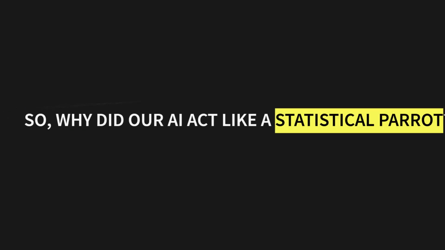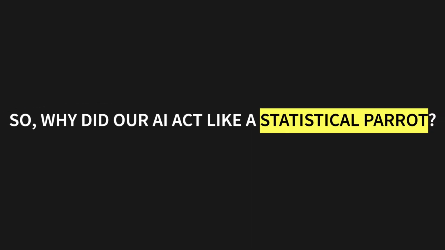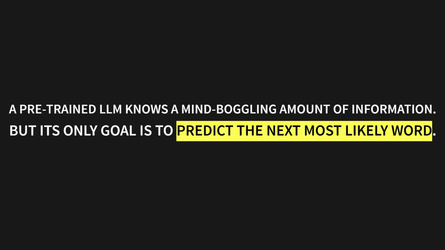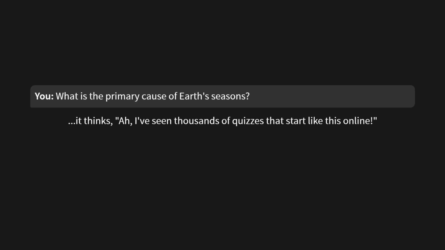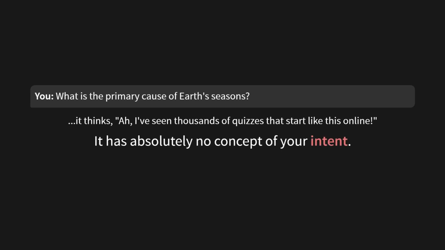So, why did our AI act like a statistical parrot? Let's dig in. A pre-trained large language model knows a truly mind-boggling amount of information, but its only goal, its only motivation, is to predict the next most likely word. That's it. So when you ask a question like, what is the primary cause of Earth's seasons? The model thinks, I've seen thousands of quizzes that start just like this online. It has absolutely no concept of your intent. It's just completing a pattern.